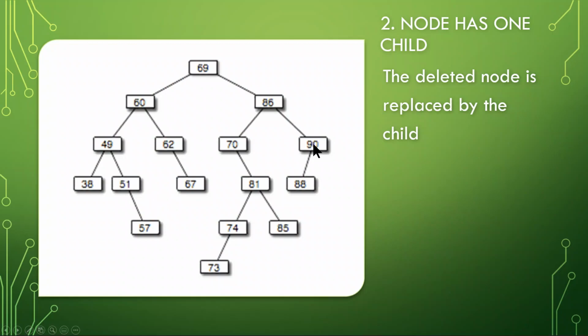Here in this case for 90, it has one child, so 88 would be moved up from right here, and you have no node below. It's fine. Same thing here with 62. 67 would move up to right here, and then there would be no actual right child.